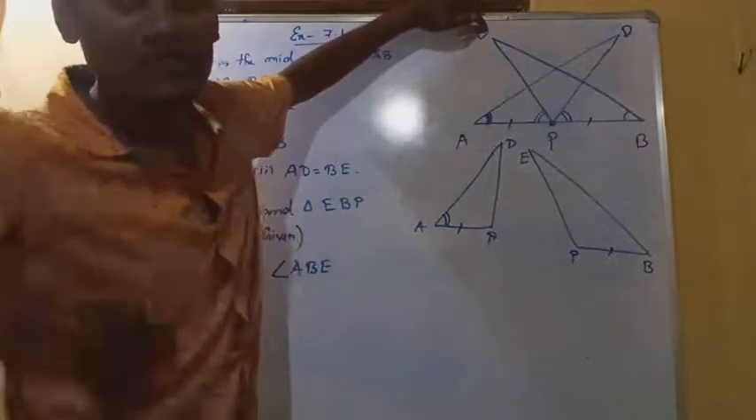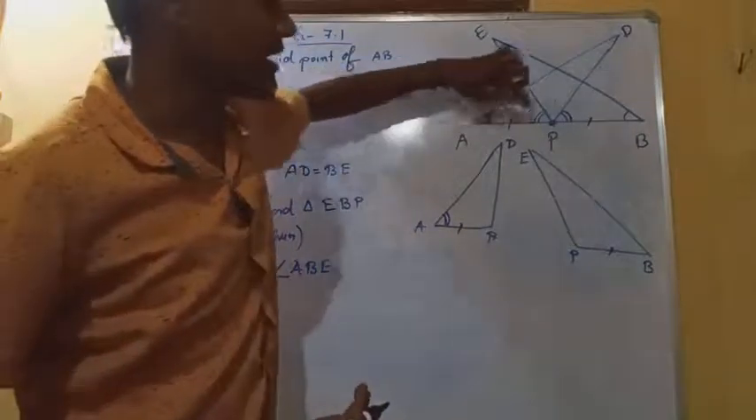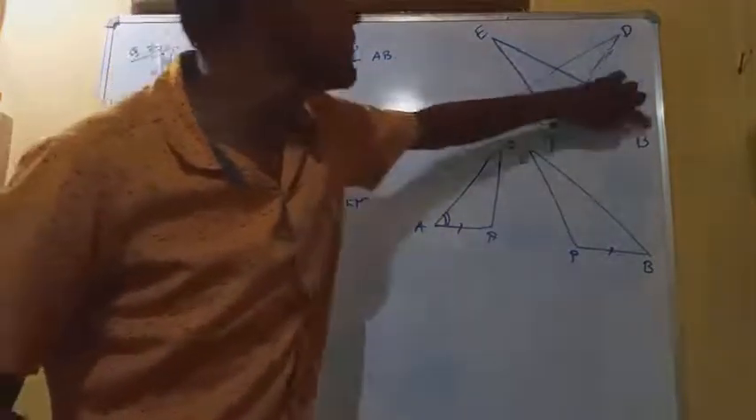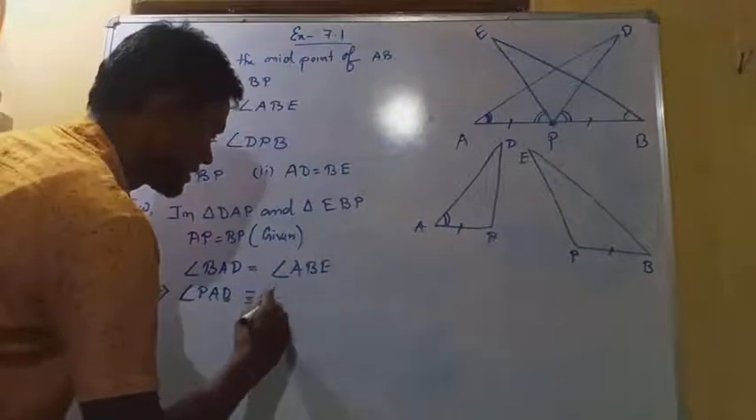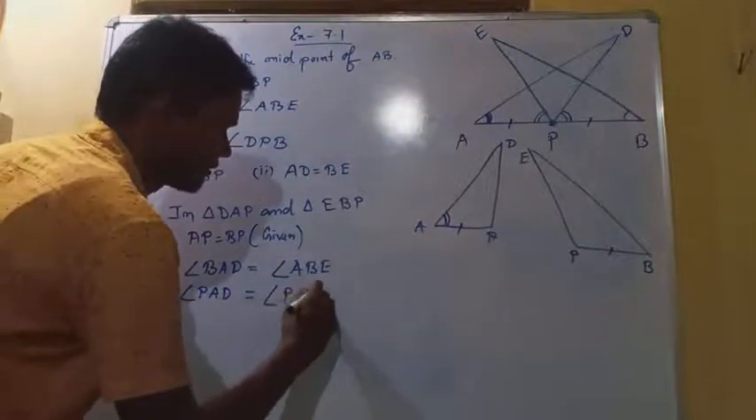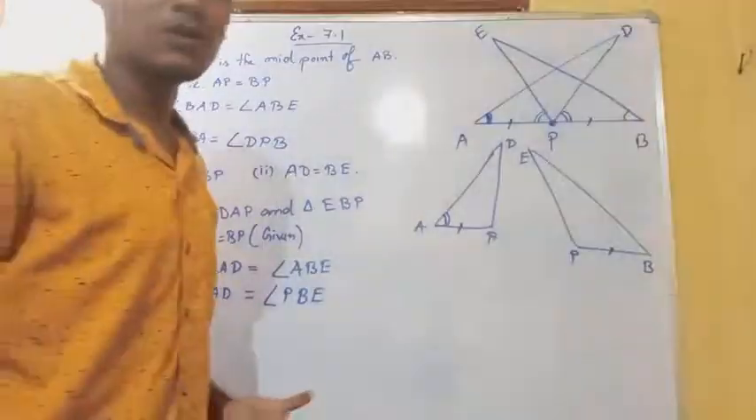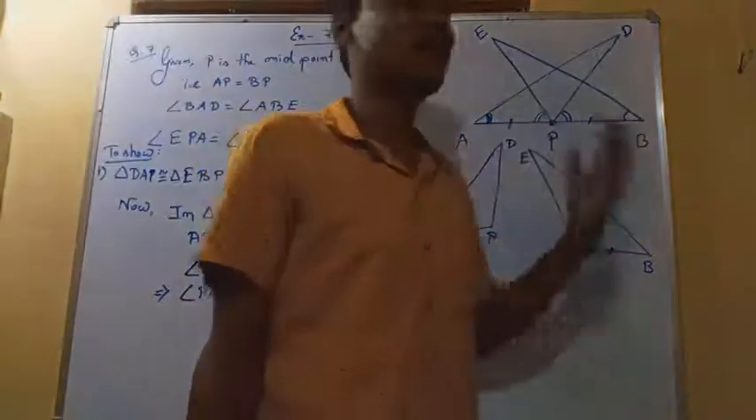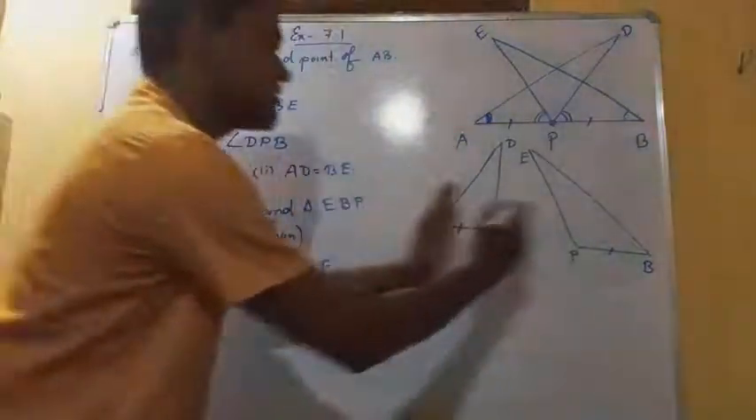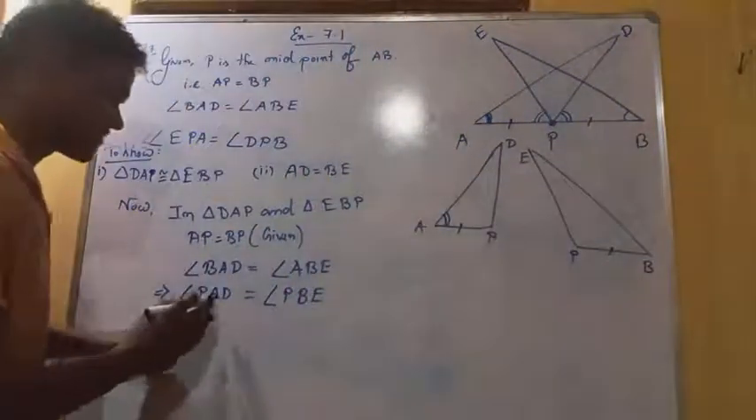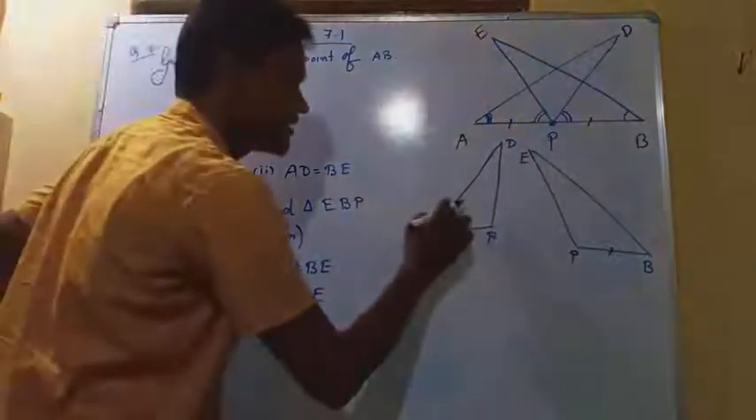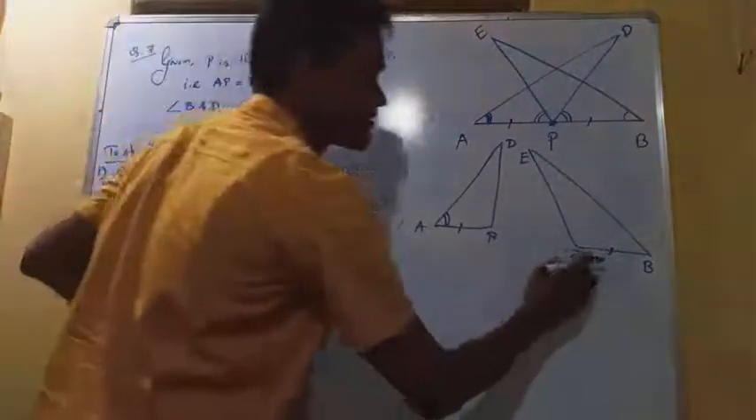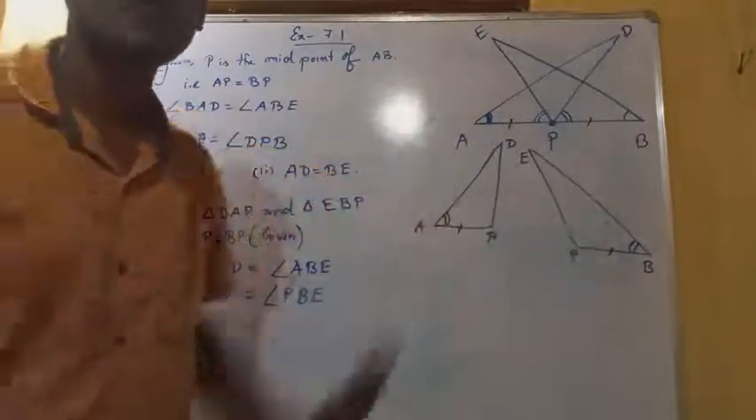ABE. Similarly, instead of writing from A, I can write it from P. That is PBE. So here I can make it as PBE. It is the same angle only. What I have done is limit that angle within these two triangles. This is PAD, and the other one is PBE. So the angle has been limited to those two particular triangles.